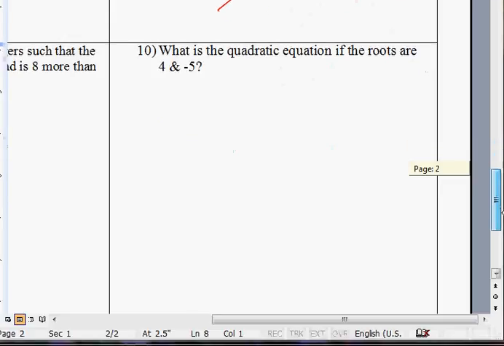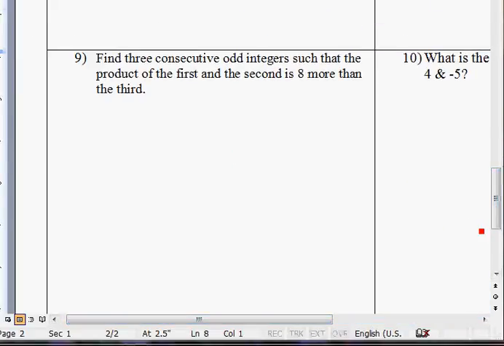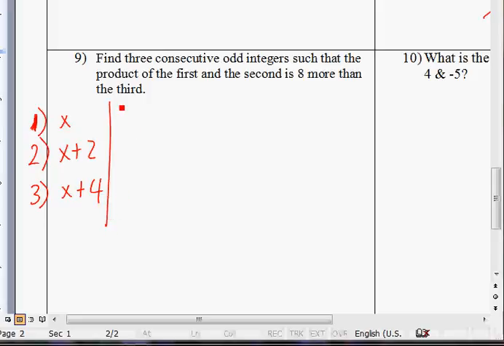Okay, on to our last question here. I'm trying to go pretty quick because we're actually running out of time on YouTube here. Okay, so find 3 consecutive odd integers such that the product of the first and the second is 8 more than the third. Well, let's write them out. The first number, let's write a symbol, will be x. The next odd integer is 2 more than the previous, so it'll be x plus 2. And then one after that will be x plus 4, because odd numbers go up by 2. Right?